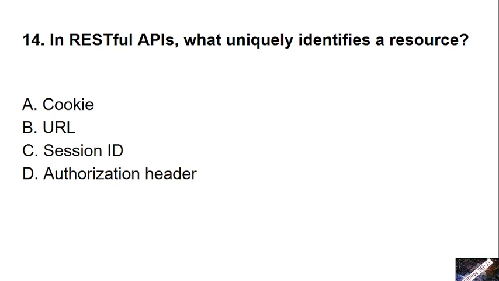Question number 14. In a RESTful API, what uniquely identifies a resource? Cookie, URL, session ID, authorization header. I expect you to get this right because we have talked about it earlier. All right, let's see the answer.